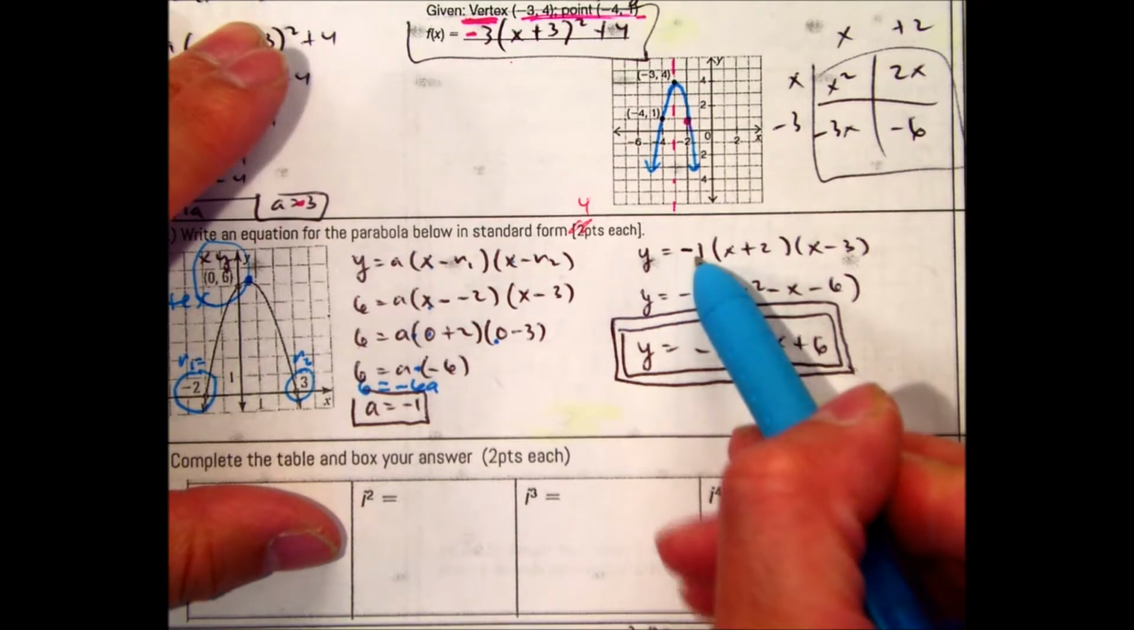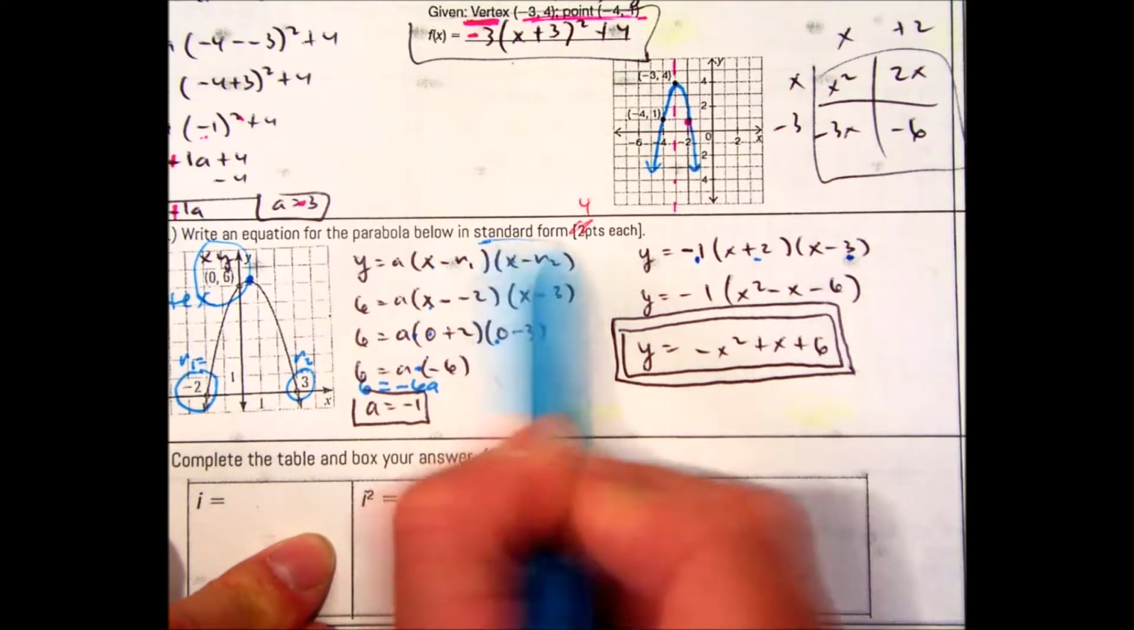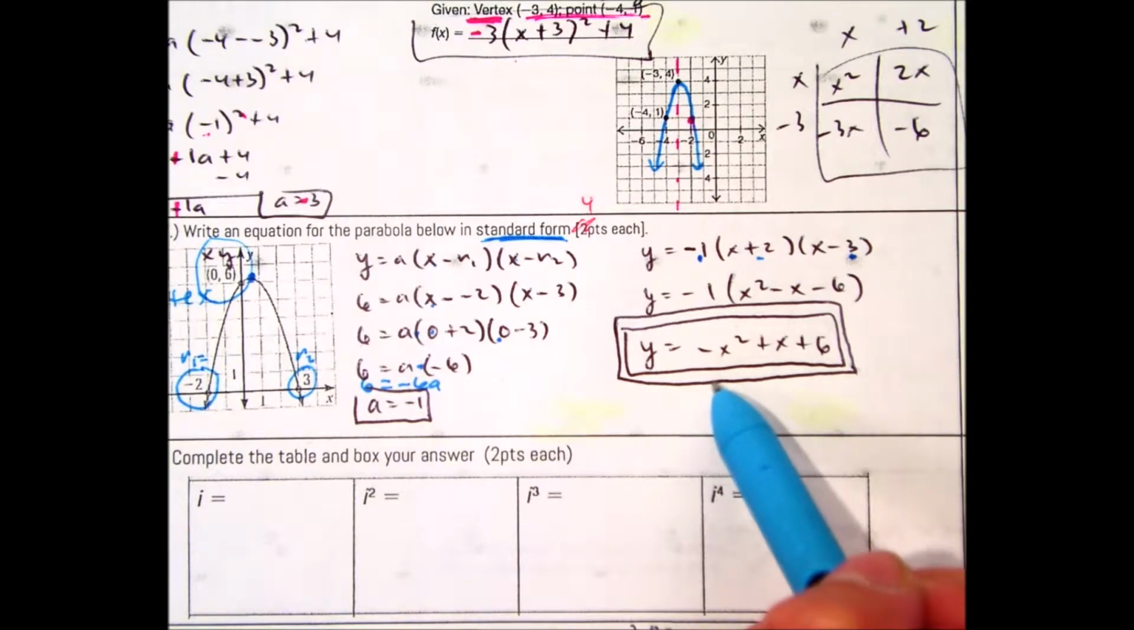You're going to take your a value of -1, put it back in there, put in your 2 roots, and you're going to distribute because it asks you for standard form, so you're going to use FOIL, and distribute the -1. You'll get y equals -x squared plus x plus 6.